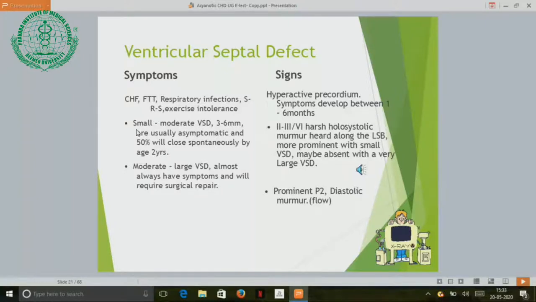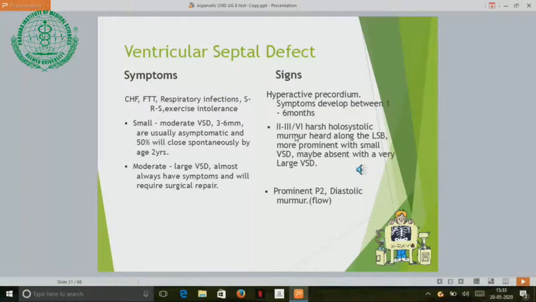Small to moderate VSDs of size 3 to 6 millimeter are usually asymptomatic, and there are high chances they will close spontaneously by 1 to 2 years of age. But moderate and large VSDs almost always have symptoms and require early surgical intervention. On cardiovascular examination, there will be a hyperactive precordium. Symptoms develop between 1 to 6 months.